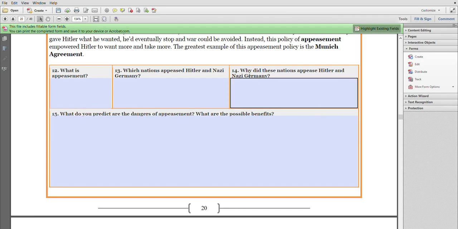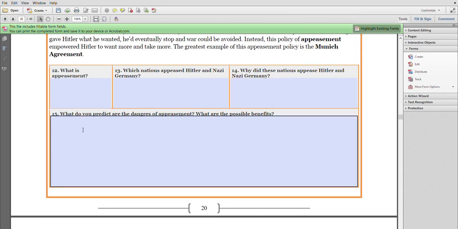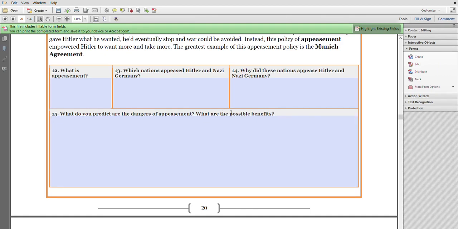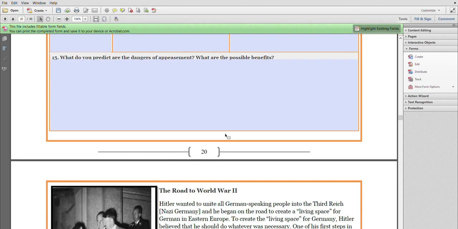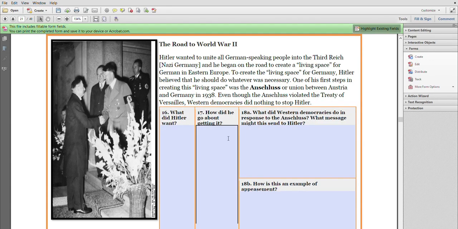14. Why did these nations appease Hitler and Nazi Germany? 15. What do you predict are the dangers of appeasement? What are the possible benefits? Page 21. The road to World War II.